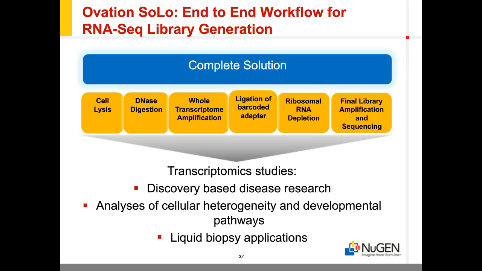From these cell lysates or purified RNA, DNA is removed using DNase digestion, and the entire transcriptome is amplified, followed by ligation of a bar-coded adapter. Subsequently, InDA-C is used to deplete ribosomal RNA transcripts. Additional transcripts can be targeted for specific applications at this step as well using the InDA-C technology. Final libraries can then be amplified and sequenced on any Illumina instrument.